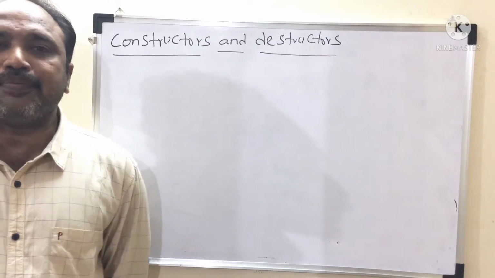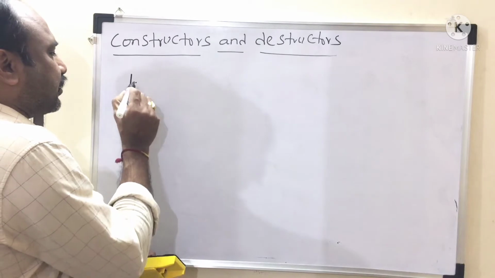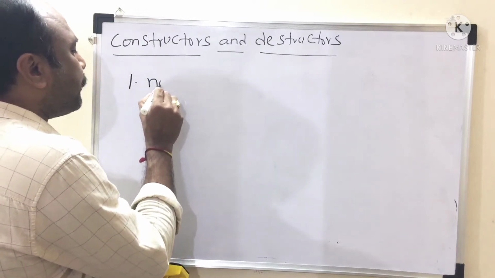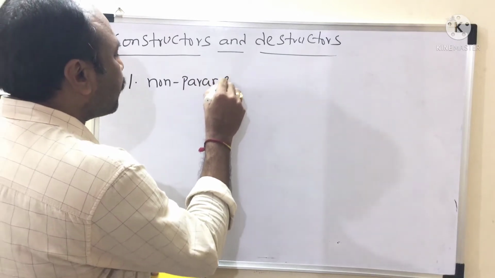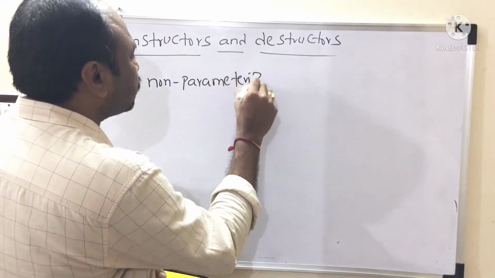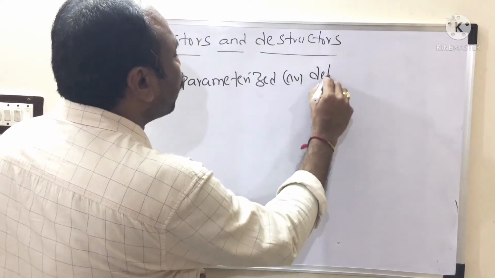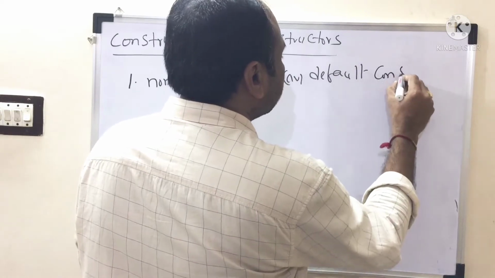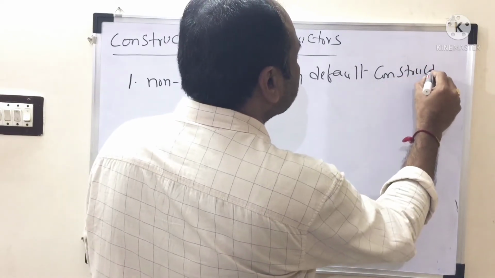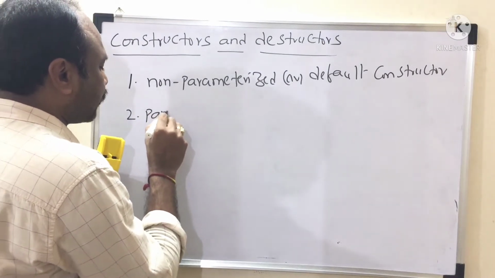Now we will discuss types of constructors. Actually, we have two types of constructors. One is non-parameterized constructors, which is also referred to as the default constructor. Number two, parameterized constructors.